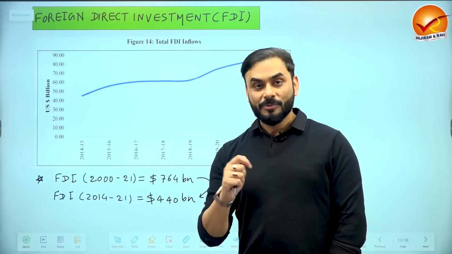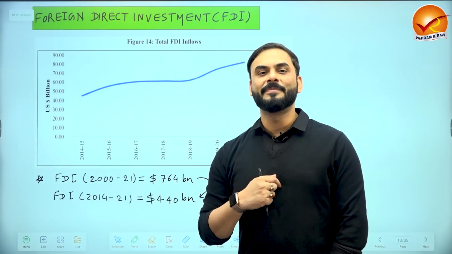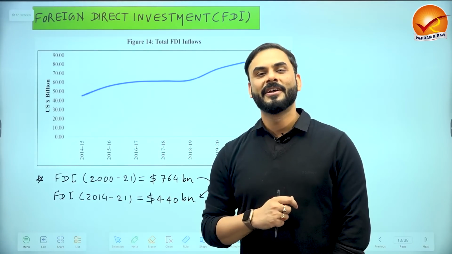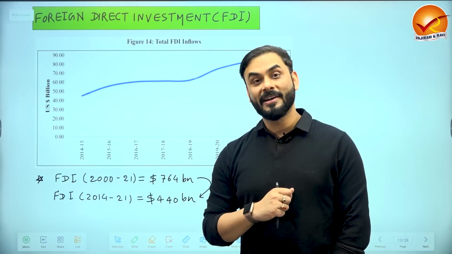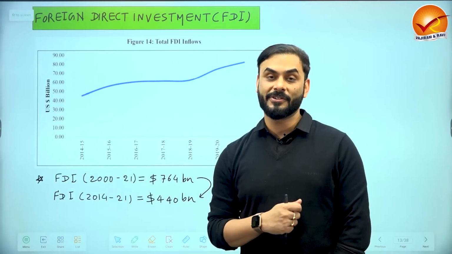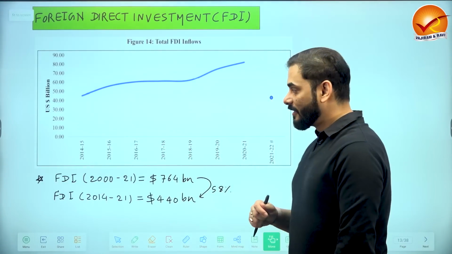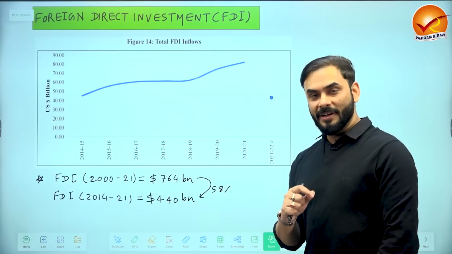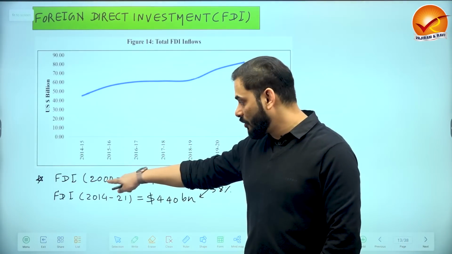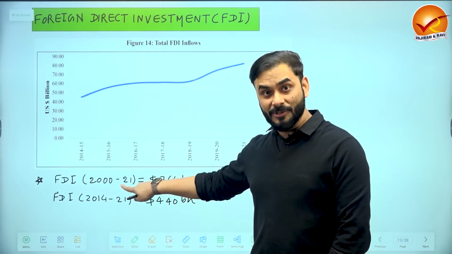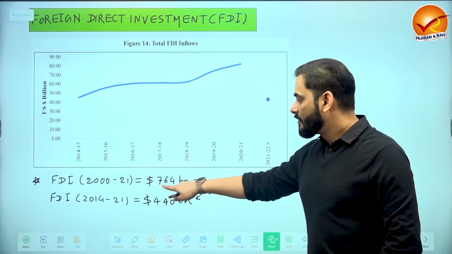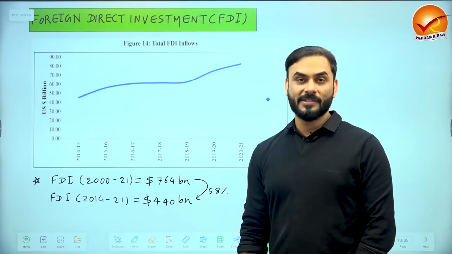Why? Because suppose Mr. Bill Gates wants to invest in my company, and I am manufacturing ice cream. I will let Mr. Bill Gates invest in my company through foreign direct investment because he will bring good technology, management practices, experience, etc. So if you look at the foreign direct investment in India between the year 2000 to 2021, which means in the last 20 years, what is the total foreign direct investment that we have received? $764 billion.